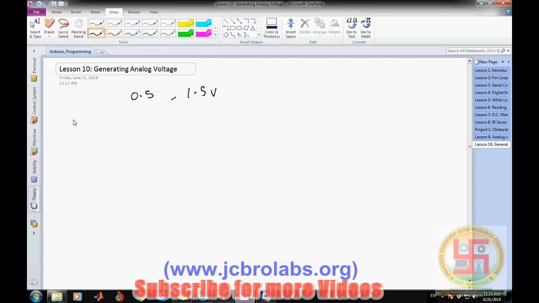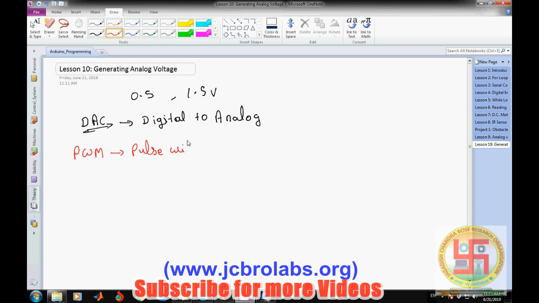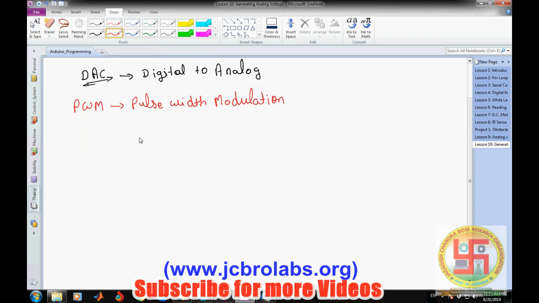To generate analog voltage, there are two concepts. Either we have a DAC, which converts digital to analog, but the microcontroller or this Arduino Uno doesn't have any DAC. So there is another method, known as PWM, which is generally used to generate this analog voltage. It is known as pulse width modulation. This is a technique through which we can generate any specific analog voltage at any pin just by generating a pulse width modulated wave.